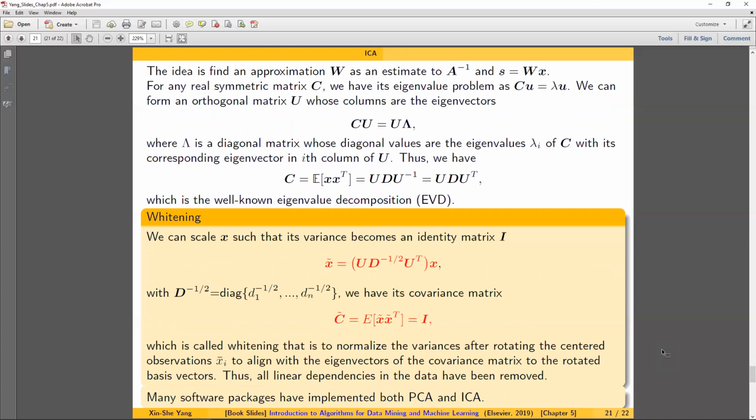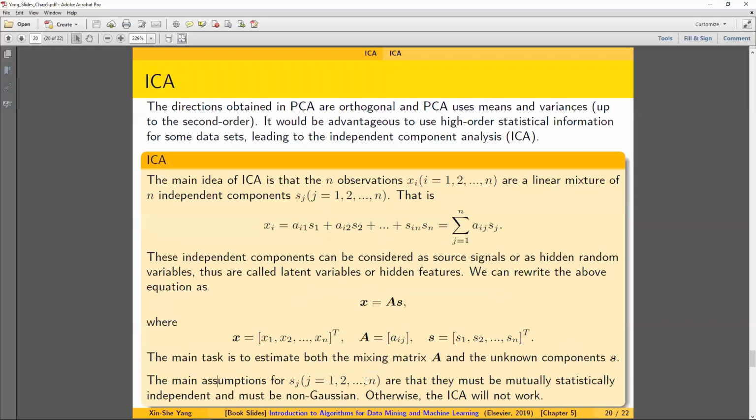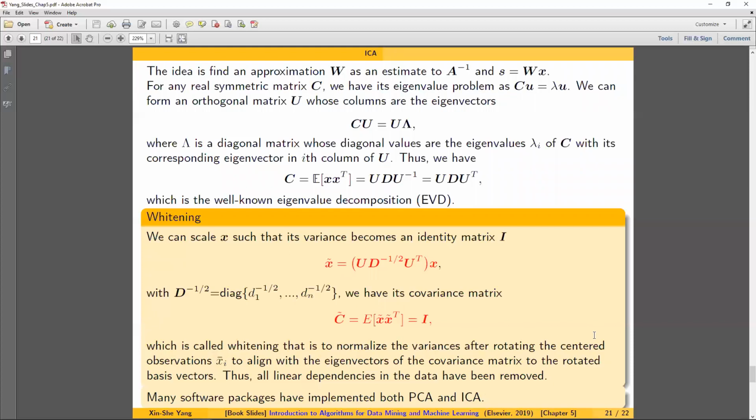If we are able to find an approximation of A inverse, and we use A inverse times X, we will come back with our S, the unknown components. The idea is really if we can find an estimate of A inverse. Once we find that, we use a W to represent it, and we would be able to calculate our S based on the W. So that's the objective.